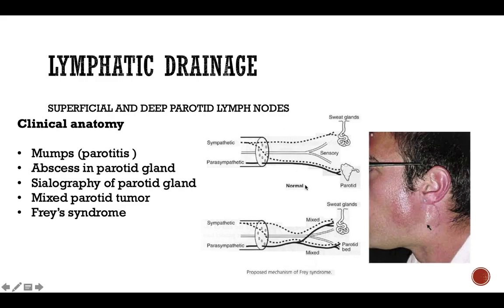Any trauma to the parotid gland, or during the operation, when the auriculotemporal nerve is cut, the auriculotemporal nerve will obviously regenerate. When it regenerates, instead of just supplying the parotid gland alone, it will also supply the sweat glands. Therefore, there will be gustatory sweating and flushing of the auriculotemporal nerve region in these patients. So this is called Frey's syndrome.